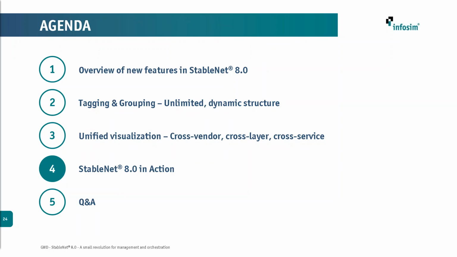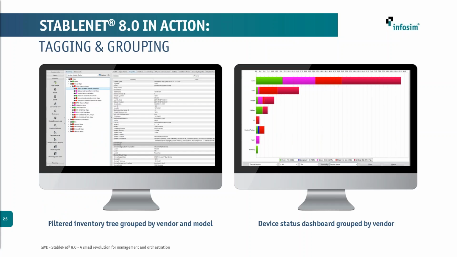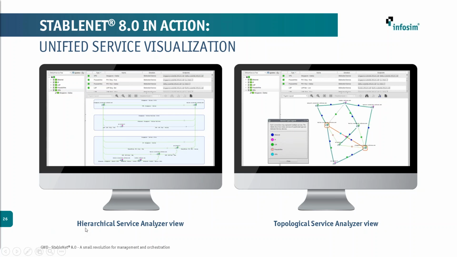StableNet 8.0 in action. So what have we seen in action in this webinar? We have seen tagging and grouping. I showed one example for a new tree based on tag categories. We have seen the category analyzer for different vendors. We have seen a hierarchical service analyzer view, and we have seen a topological service analyzer view.